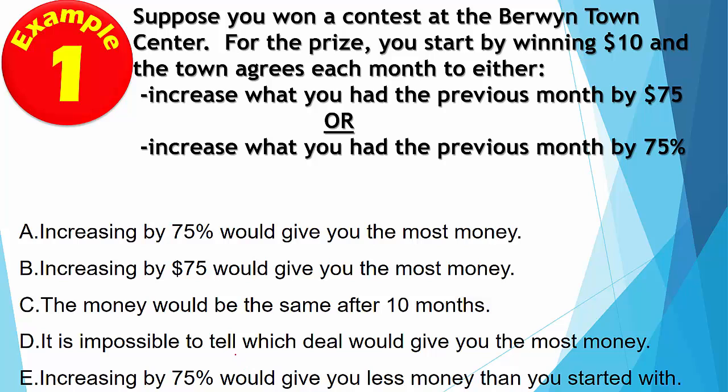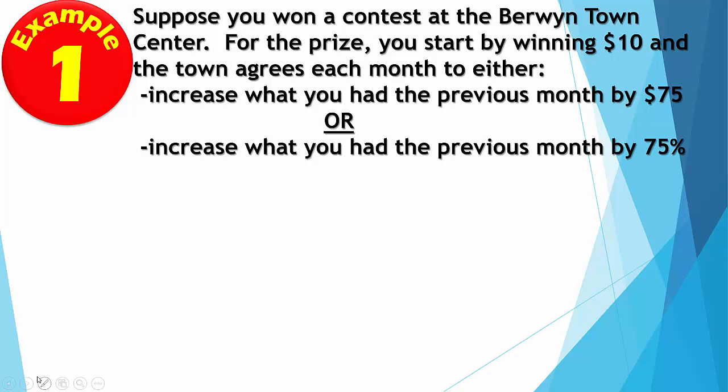Let's start by eliminating the ones that we know it cannot be. We know for a fact it's not impossible to tell which deal will give you the most money. We can figure out one or the other, or both, which one will give us more money or if it'll be the same. So we can figure that out. So this last one here, we can cross that off. And then increasing by 75% would give you less money than you started with. Well, just by the fact that we're increasing tells us that we're not going to start off with less money, or we're not going to end up with less money. So we can eliminate those two. So let's figure out which one is actually true.